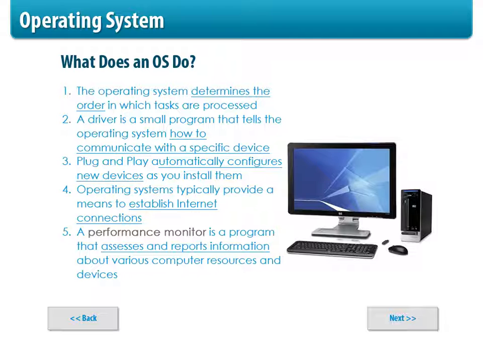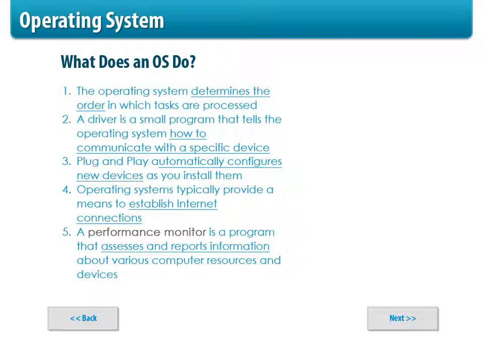Other things that the operating system does, it determines the order in which things are processed. The data goes into memory and the processor is going to eat it up, which we've learned in earlier chapters. But what is allocated and how it's done is dictated by the operating system.